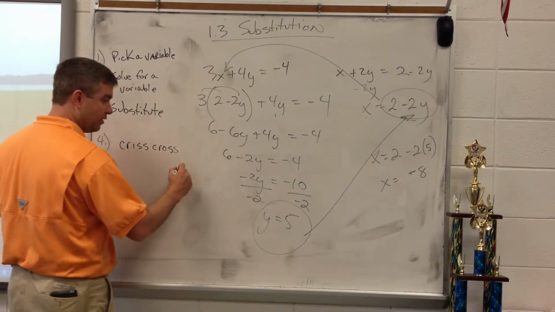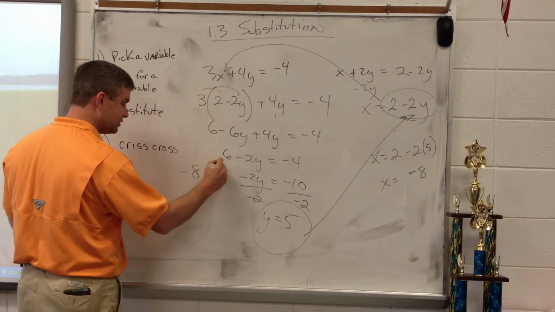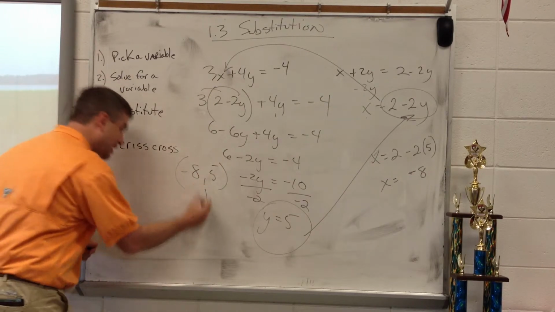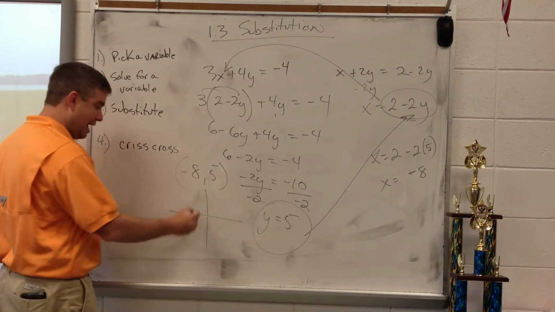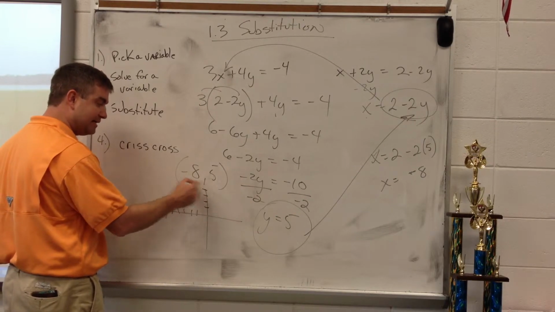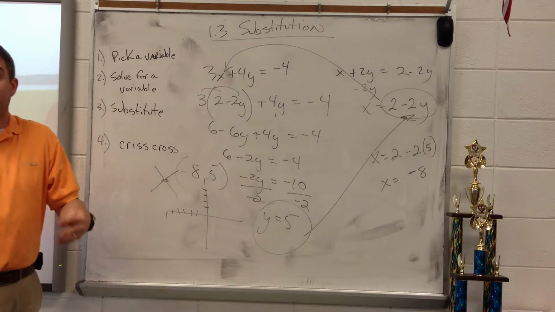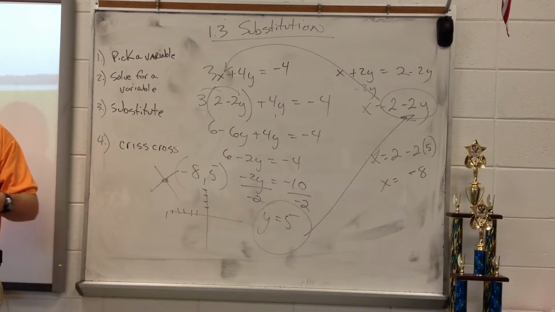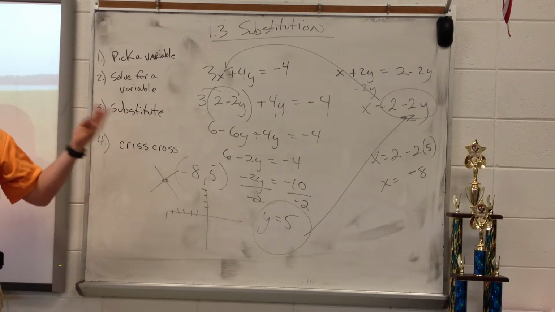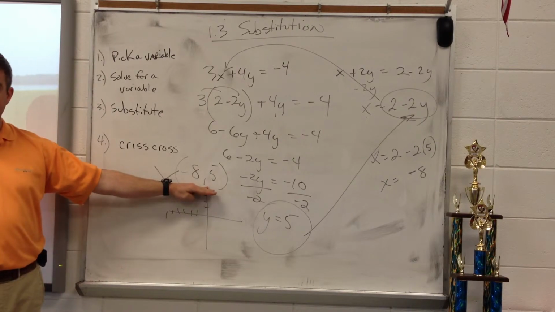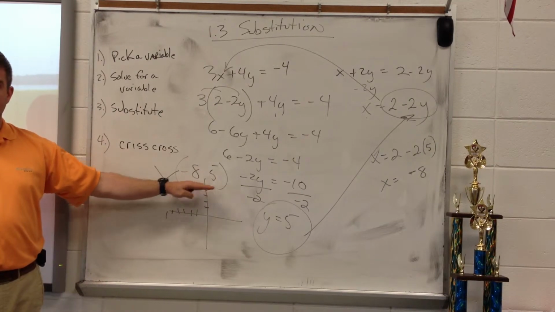We have to write that as a coordinate. My coordinate where these two lines would cross would be at negative 8, 5. If I were to graph them, negative 8 way out here, and positive 5 somewhere, there's where the two lines would cross. Remember, all this goes together. I could graph these two. If I graphed them, they would cross at negative 8, 5. Okay? Questions?